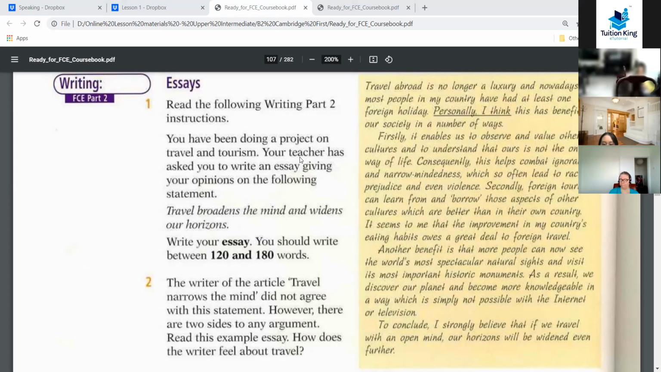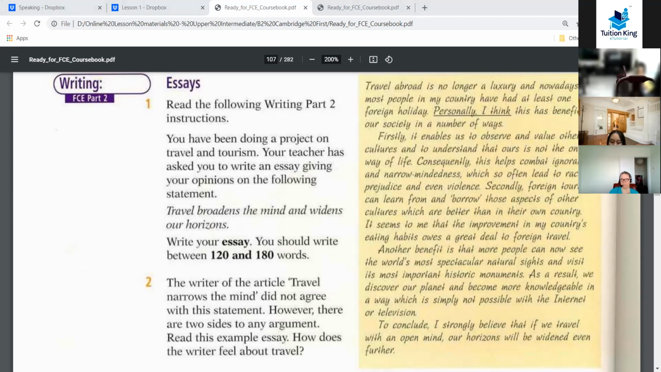Moreover, the writer has said something about the importance of the historic monuments. And he or she also said that he or she strongly believed that if we travel with an open mind, our horizon will be widened even further. Very good. Excellent. That was very good. Thank you very much. Do you agree?